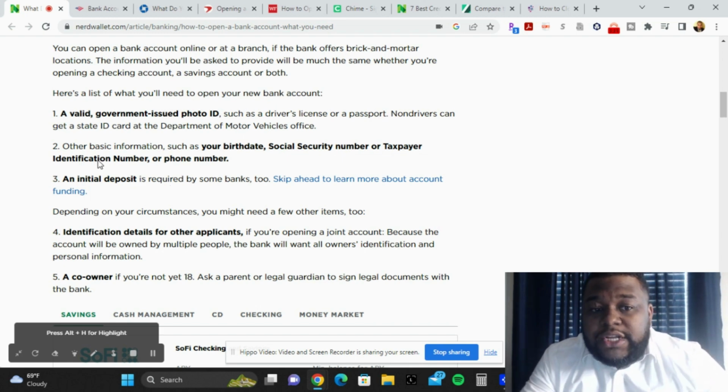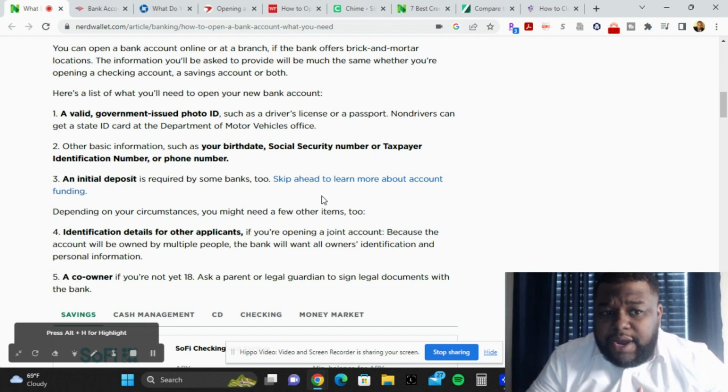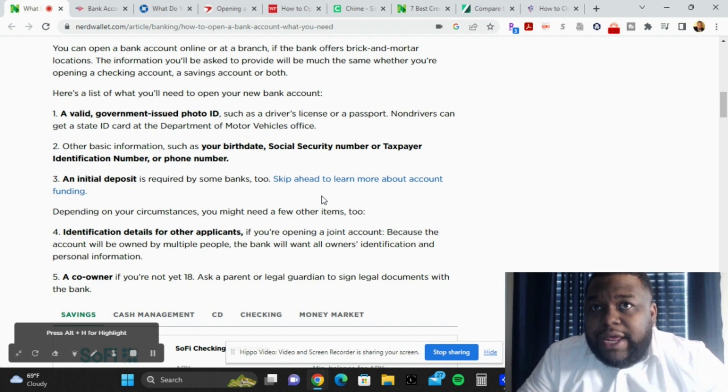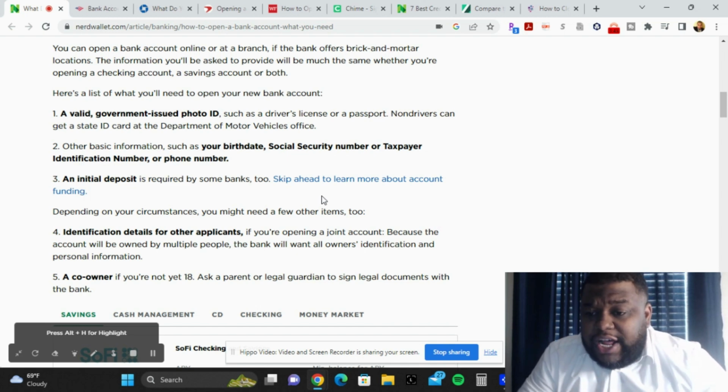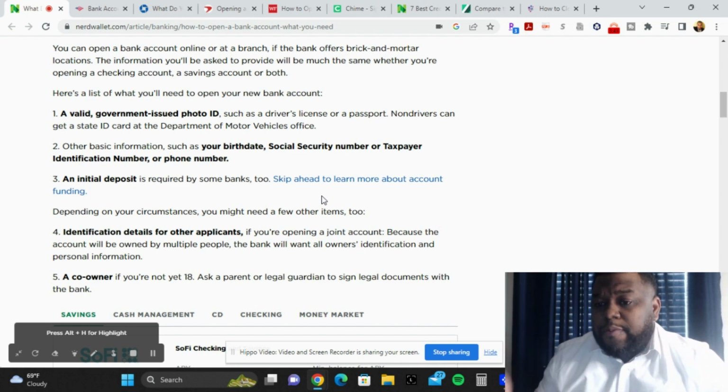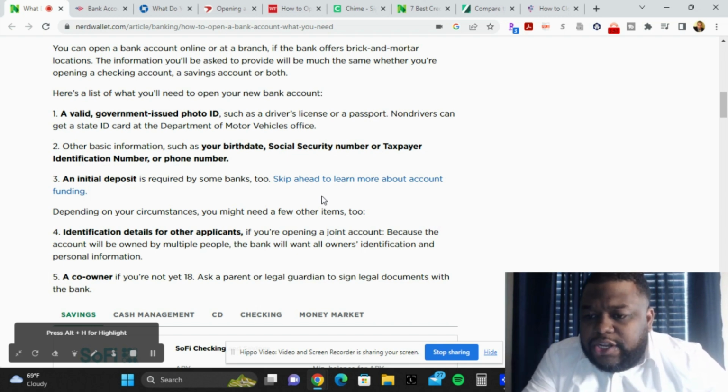And then also keep in mind, you're going to need an initial deposit, depending on the banking institution and the amount of money required. When I opened up my current business, the Millennial Wealth and Lifestyle LLC that falls under my YouTube channel, I had to deposit $100 for my business account, which I opened up along with my business credit card. For my Chase account, I had to deposit $25.